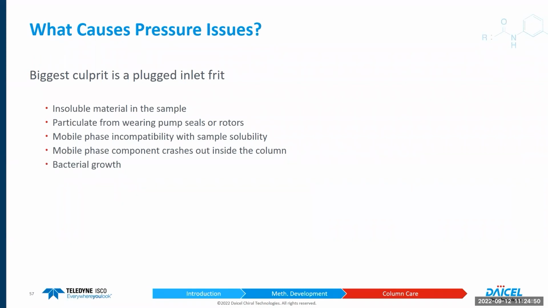So the biggest culprit is a plugged inlet frit, whether that is from insoluble material in the sample, seals in the pump that are wearing and generating particulate, or mobile phase incompatibility resulting in sample or mobile phase component crashing out inside the column. That's not as big of an issue for SFC, but certainly under reverse phase conditions, if you're using high percentages of buffer, that salt could crash out if you're using a high percentage of organic. Same goes with bacterial growth. That's more for reverse phase.